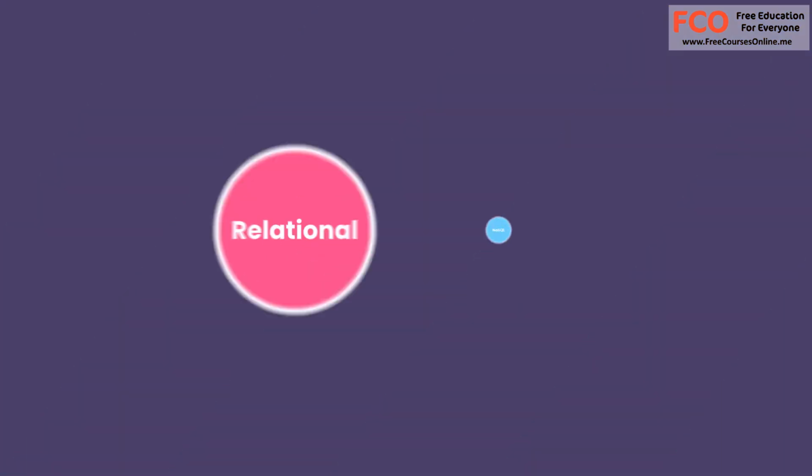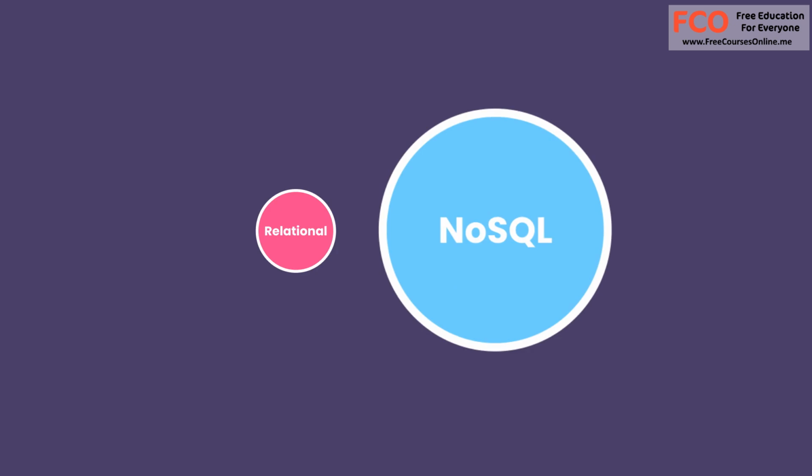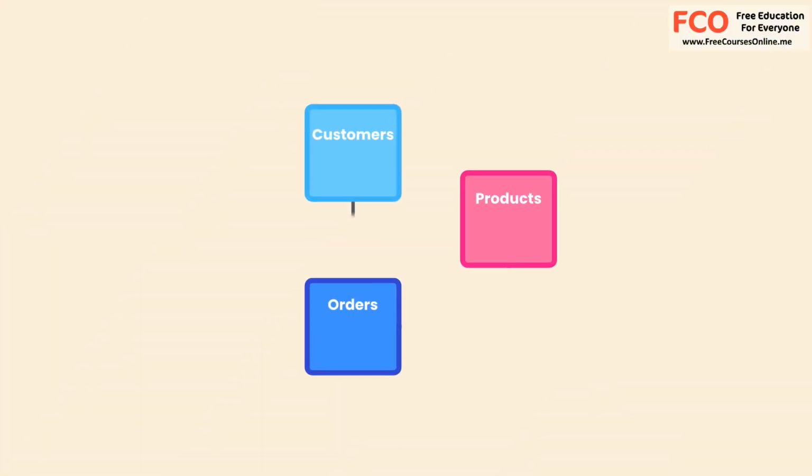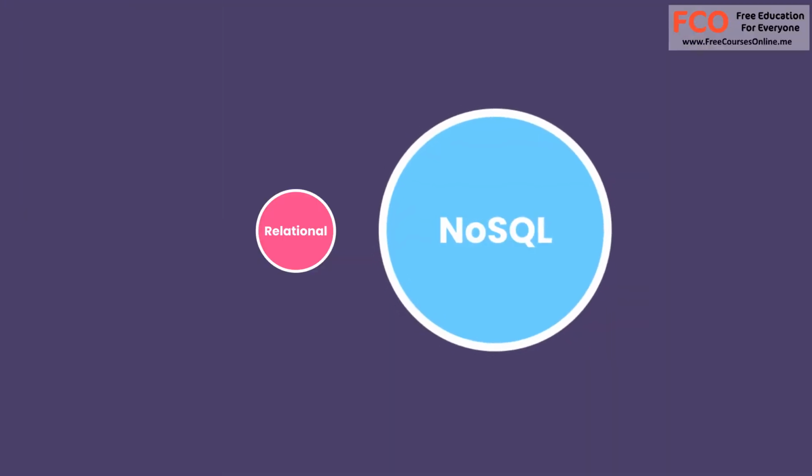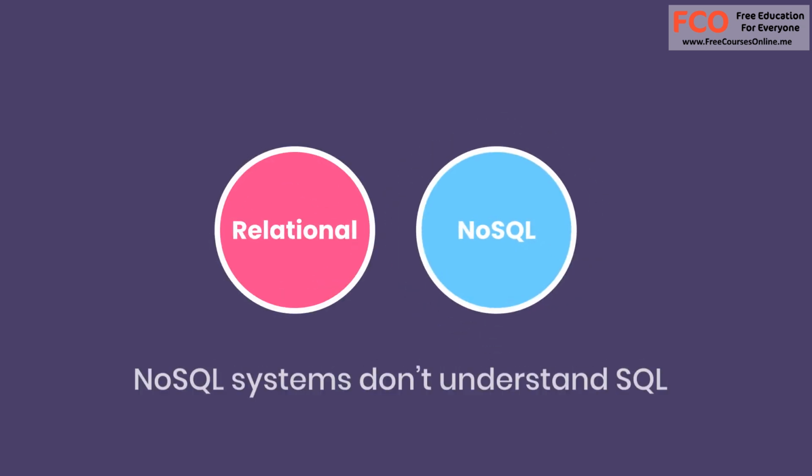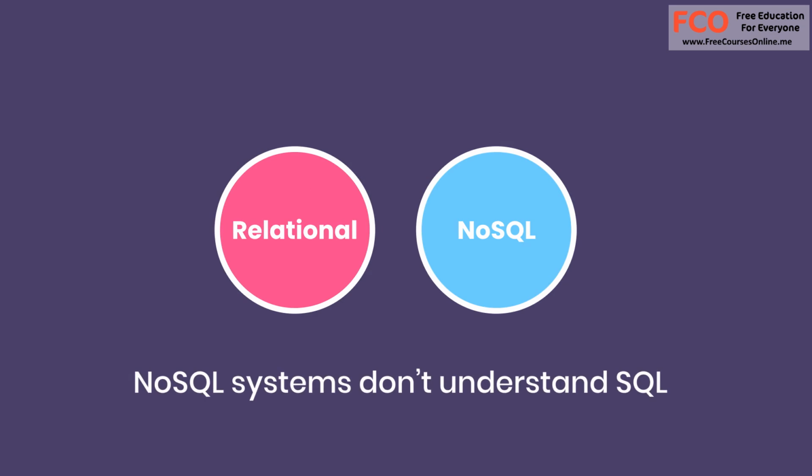All right, now back to this diagram. What about non-relational databases? In non-relational databases, we don't have tables or relationships. These databases are very different from relational databases, but that's a topic for an entirely different course. What you need to know is that non-relational database management systems don't understand SQL. They have their own query language.